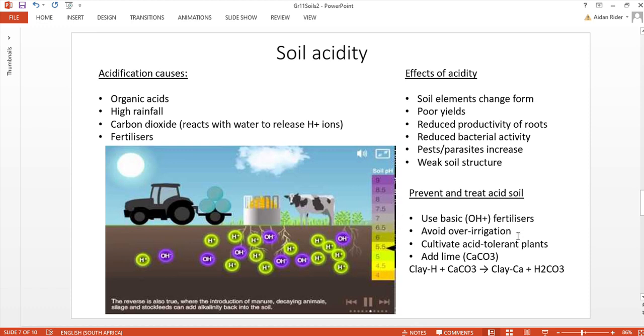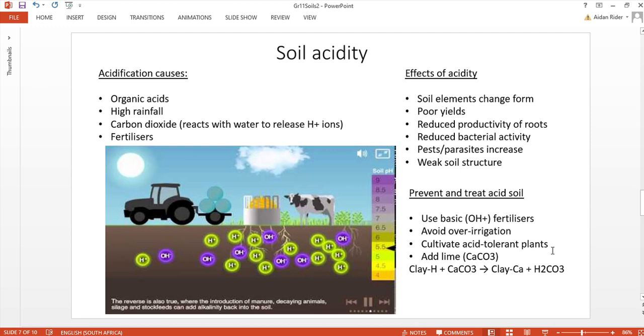Then avoid over-irrigation. As I mentioned, if there is too much water, most of the cations leach out, and more hydrogen ions stay behind, making it more acidic. Then cultivate acid-tolerant plants. If you know you have acid soils or the soil has become acidic, you can try and plant certain plants that actually love acidic soil.